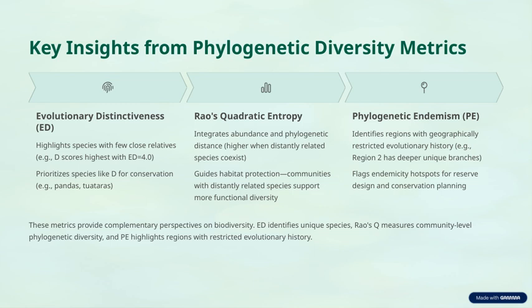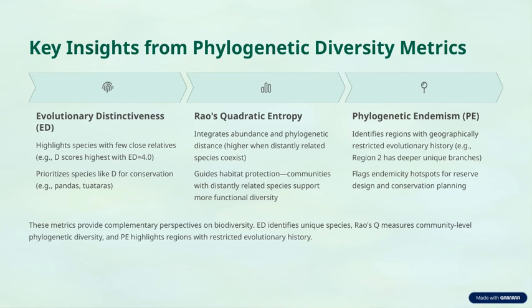Finally, we look at phylogenetic endemism, or PE. This metric helps us pinpoint regions that harbor unique evolutionary history that's geographically restricted. For example, Region 2 might contain deep, unique branches of the tree of life, making it a hotspot of endemicity. These regions are crucial for reserve design and conservation planning because protecting them means safeguarding irreplaceable evolutionary heritage.